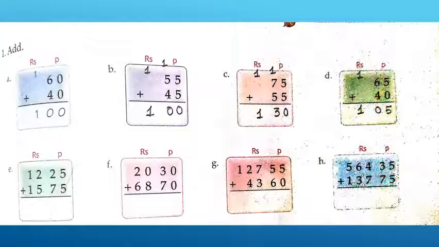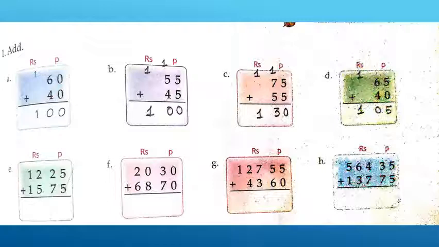Now next part, C part. Here you have to add 75 paise and 55 paise. So children, first we add 5 and 5. So 5 plus 5 is 10. Write 0 there and 1 is carry. Now children, 7 plus 5 is 12. Add 1 carry, 13. So write 3 there and rupee 1 is carry. Now children, there is only 1 under the rupees column. So write 1 there. So your answer will be 1 rupee 30 paise.